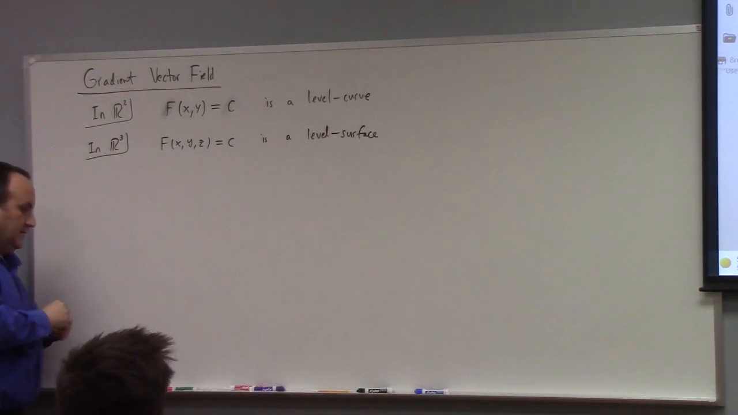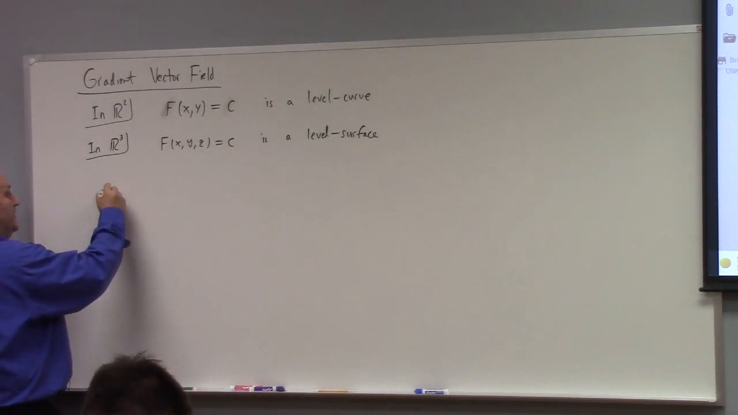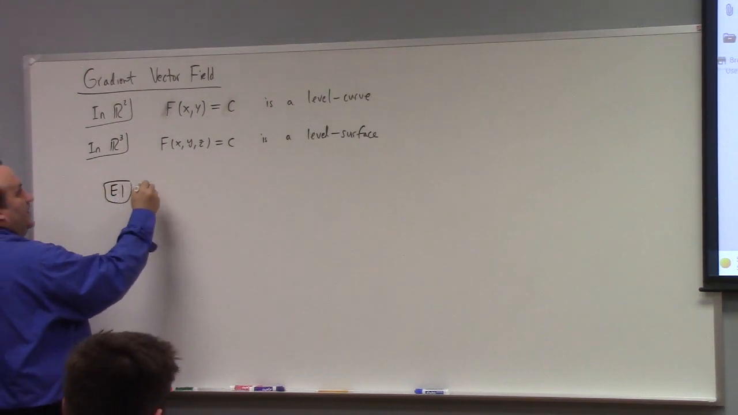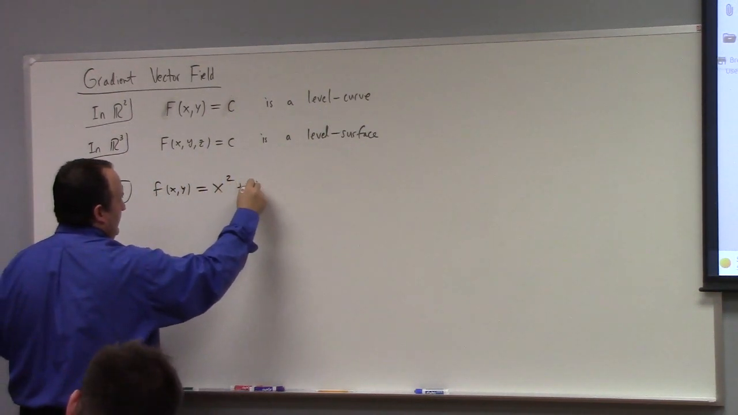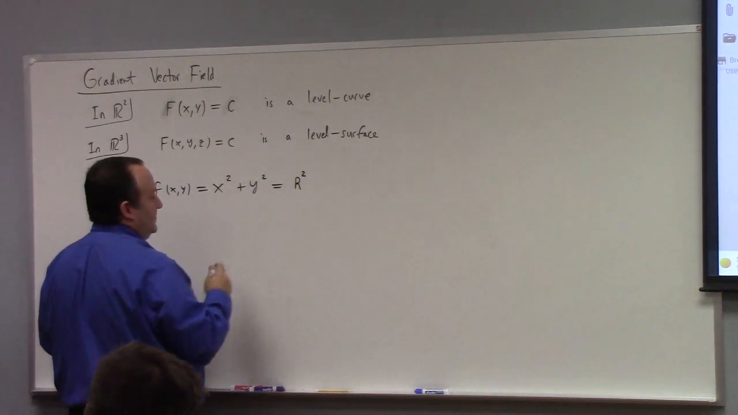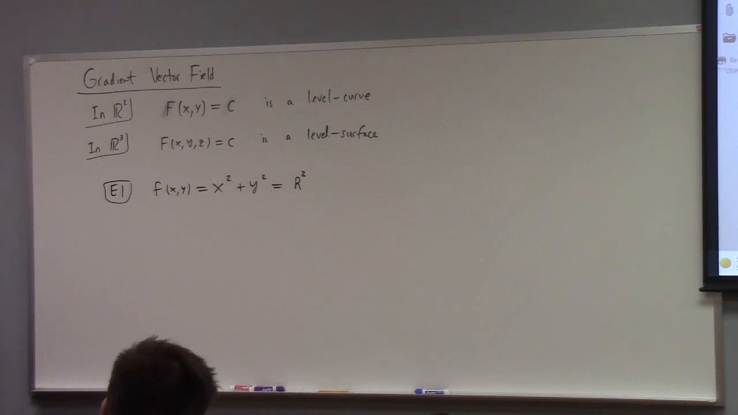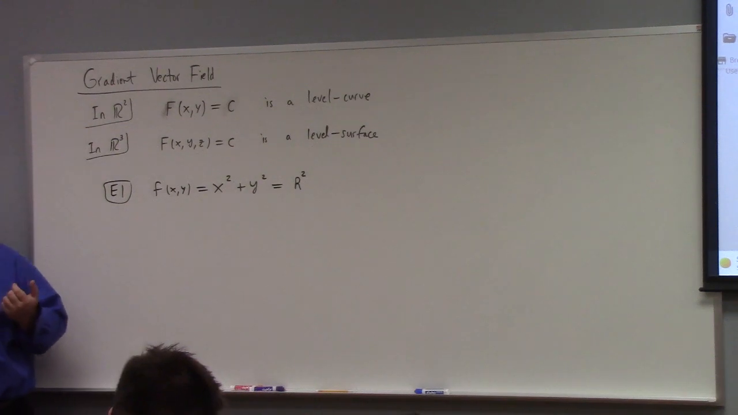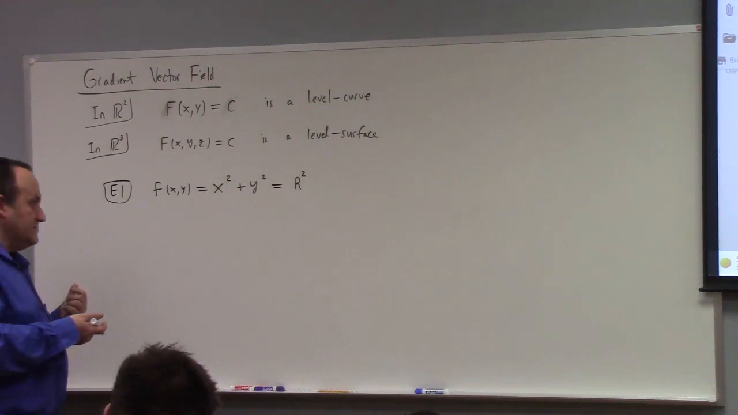All right. Let me just start with a couple really simple examples. So example 1, if we had f of x comma y equals x squared plus y squared, equals, let my constant be r squared. And then you know what it is, right? What is that? That's a circle, right? Or it's just the origin if r equals 0.